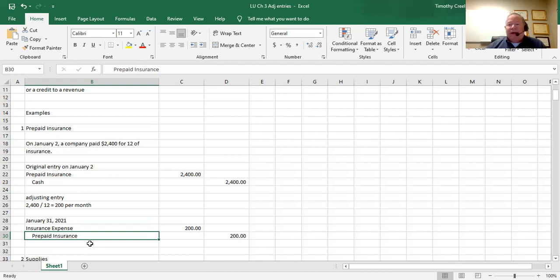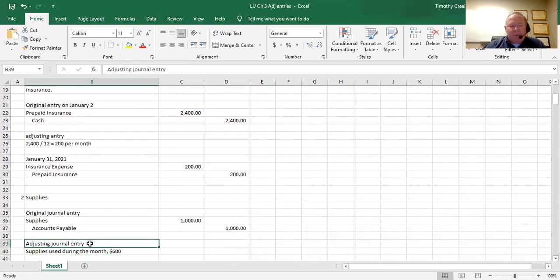If it was advertising, it'd be prepaid advertising and advertising expense. It would be handled the exact same way as what you see here. So the first example of an adjusting entry would be related to prepaid expenses, such as prepaid insurance, prepaid rent, or prepaid advertising. Now, the second one deals with supplies.